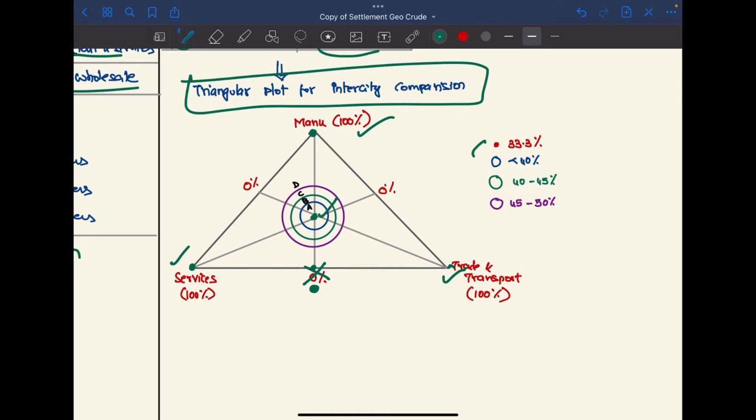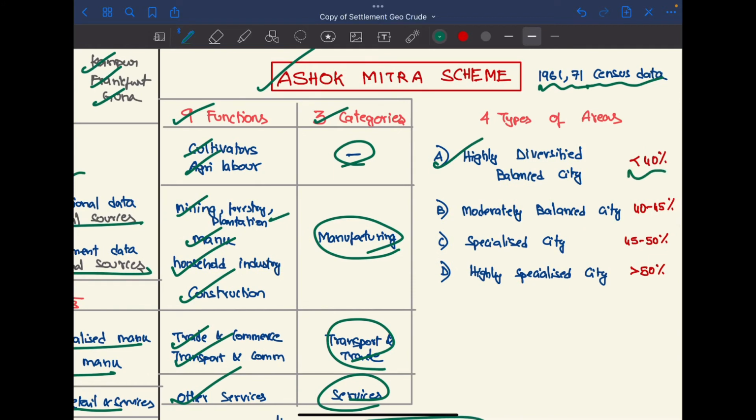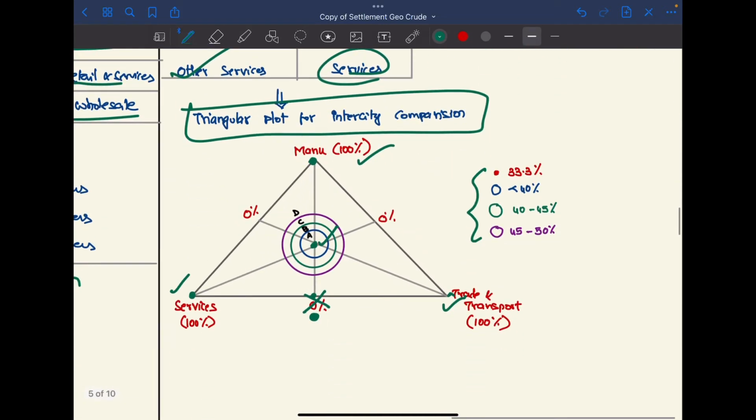So he gave 4 categories on this, which are: highly diversified town if less than 40%, moderately balanced city if it is 40 to 45%, specialized city if it's 45 to 50%, highly specialized city if greater than 50%. So we can see here, diversification will be more here, and it will be more specialized going away from here.